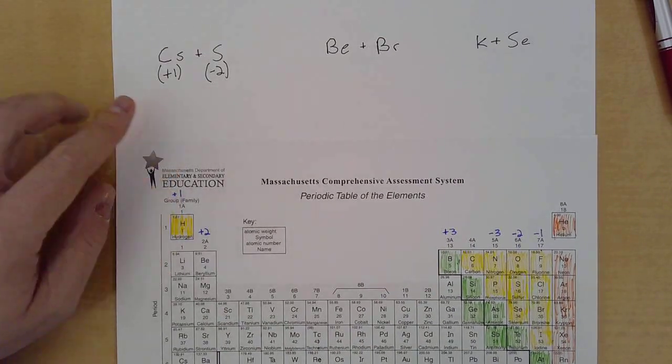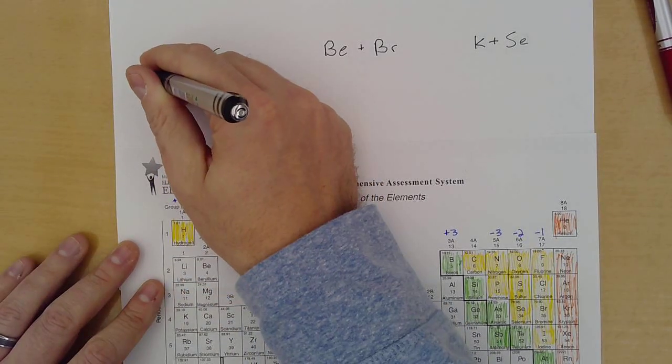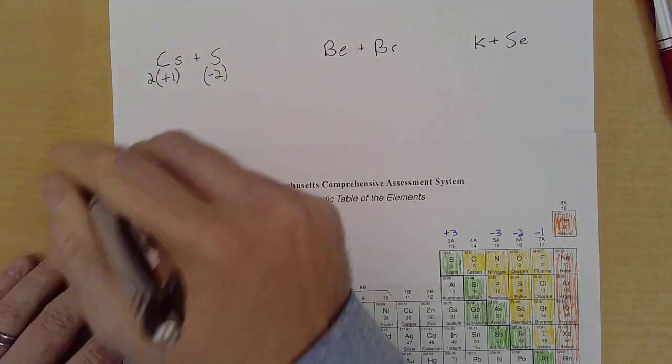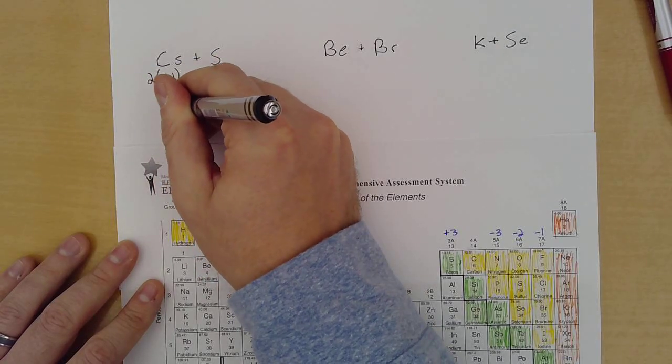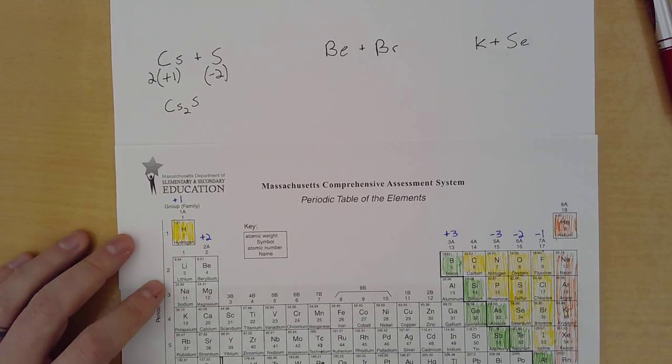This is a 1, this is a 2. The lowest number that they both go into is 2. So how do I make that a 2? I put a 2 up front. So we got Cs2S.